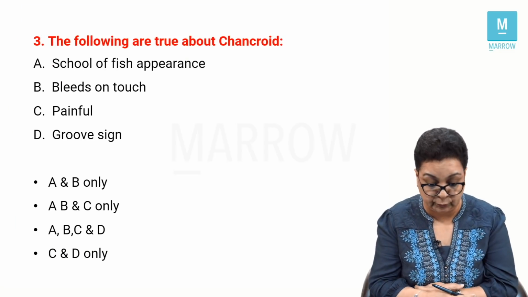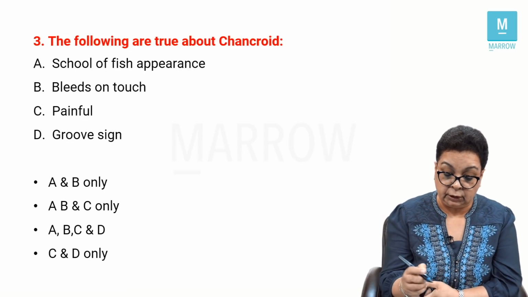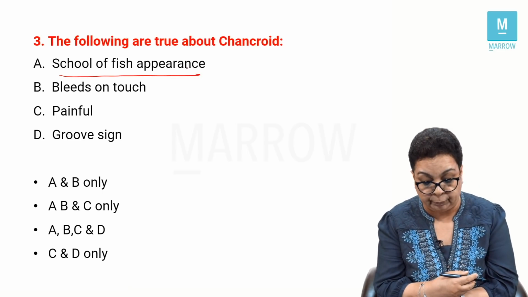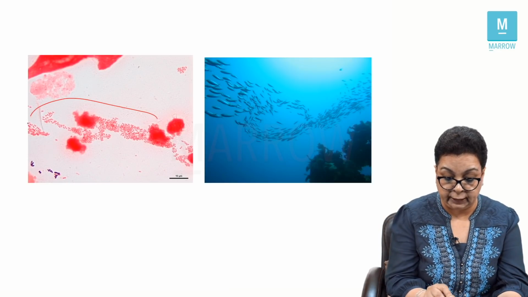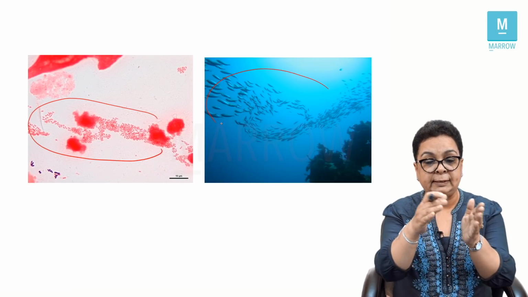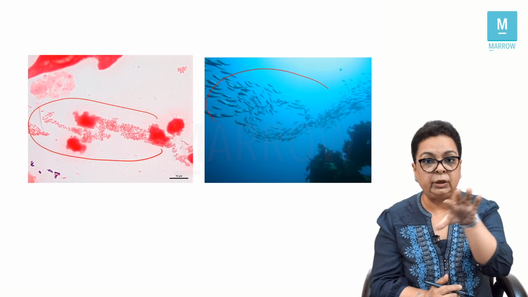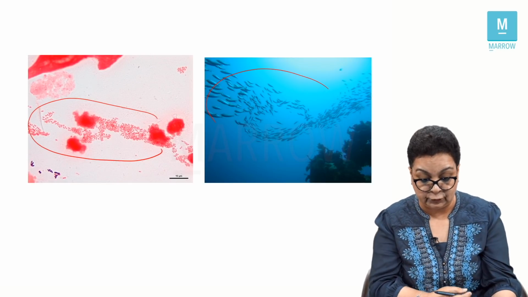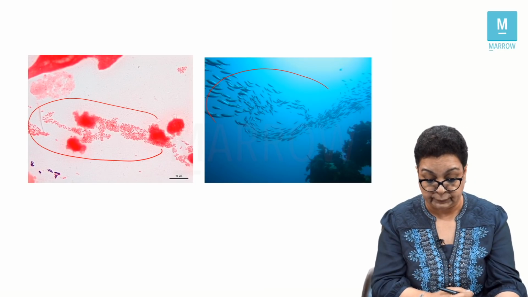Let's take up our next question. The following are true about chancroid. We just learned, yes, we see the school of fish appearance. Can you see that? The school of fish in the exudate. Just as fish of the same breed move along in oceans to evade their enemies, that's how they move around. So that is called a school of fish. It's a coordinated, organized movement.